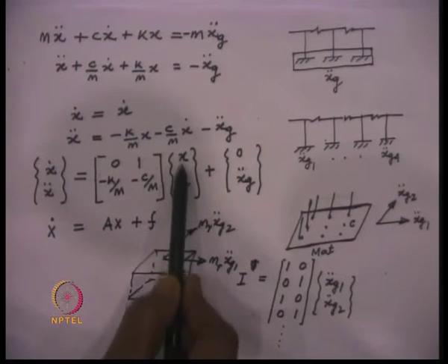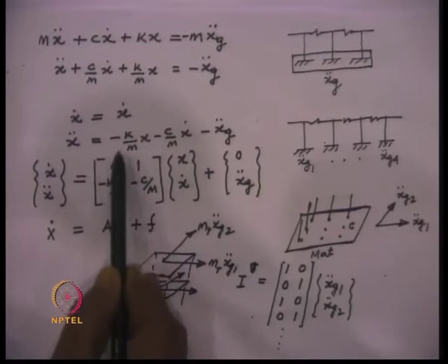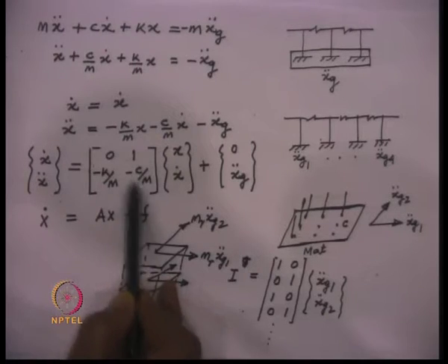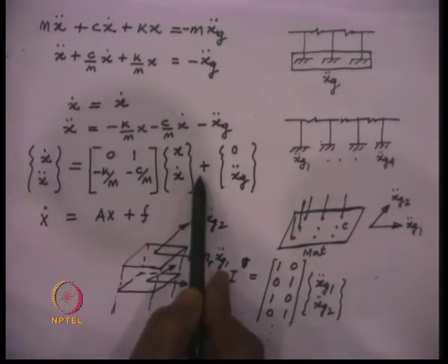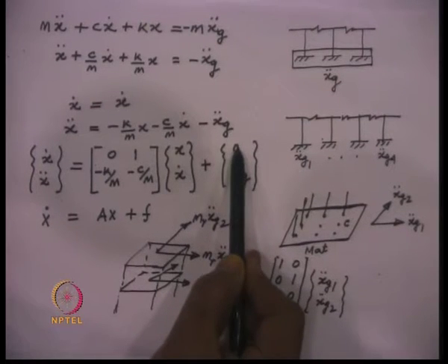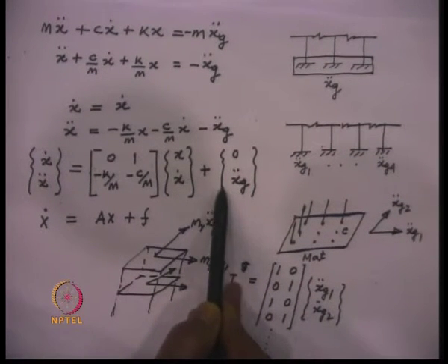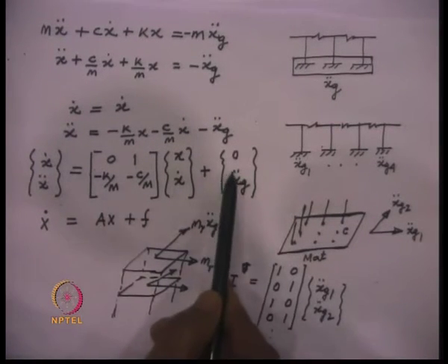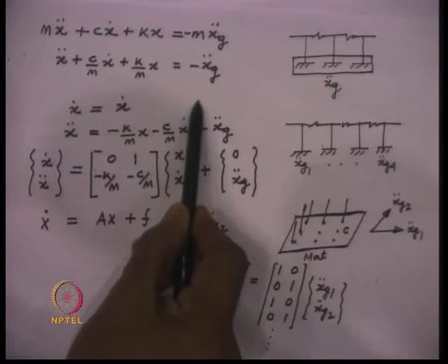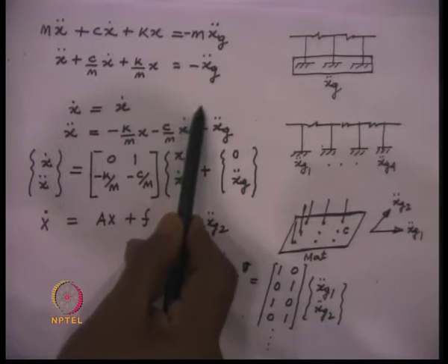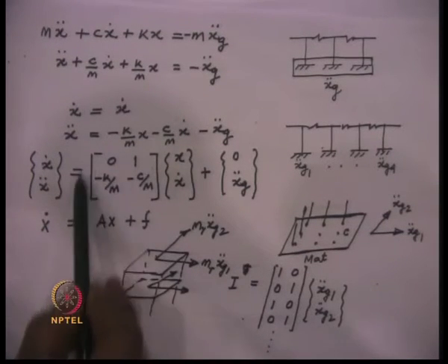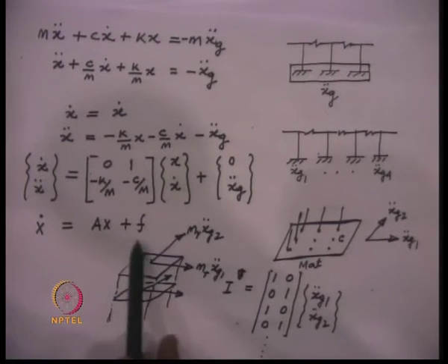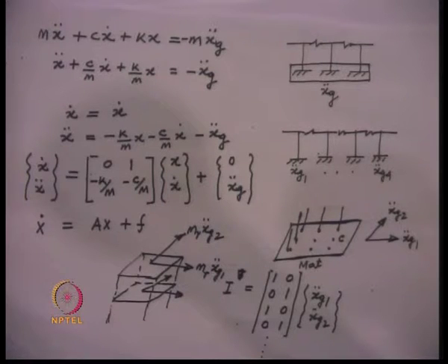If we multiply this with this, then we get minus k by m into x, that is this term, and then we get minus c by m into x dot, this term. We add on to this 0, and this will be minus x double dot g, because there is no forcing term over here, that is why it is 0. So, we get the matrix A and this vector F, which is shown here in this equation.